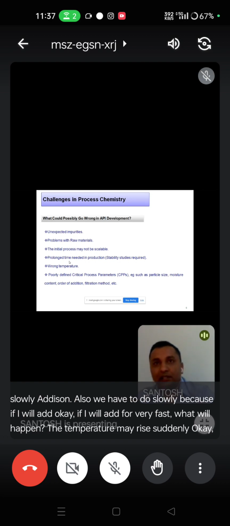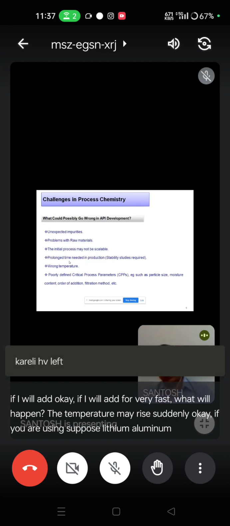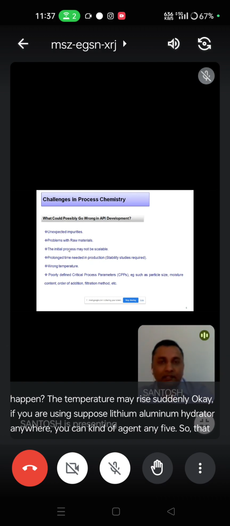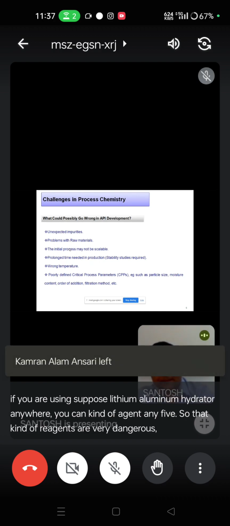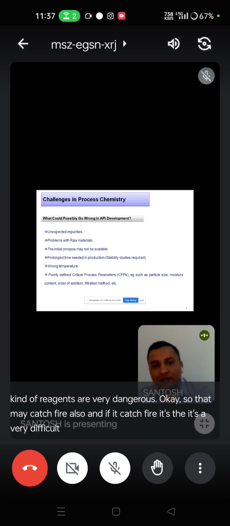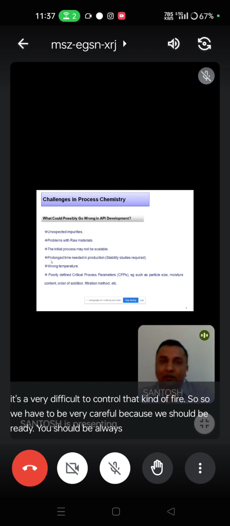If you are using, suppose, lithium aluminum hydride or an organolithium kind of reagent, any pyrophoric reagent, those kinds of reagents are very dangerous. They may catch fire also, and if it catches fire, it is very difficult to control that kind of fire. So we have to be very careful, because we should always be ready. It will take longer time.